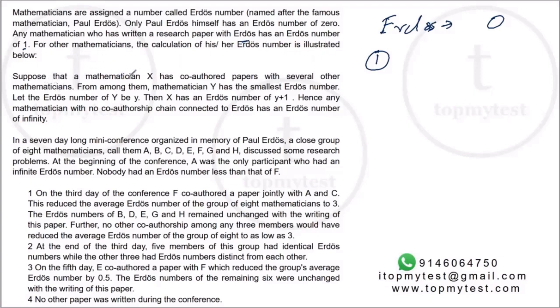Okay. Suppose that a mathematician X has co-authored papers with several other mathematicians. From among them, mathematician Y has the smallest Erdos number. Then let the Erdos number of Y be small y. Then X has an Erdos number of y plus 1. Hence, any mathematician with no co-authorship chain connected to Erdos has an Erdos number infinity. Okay, let's see what this means.